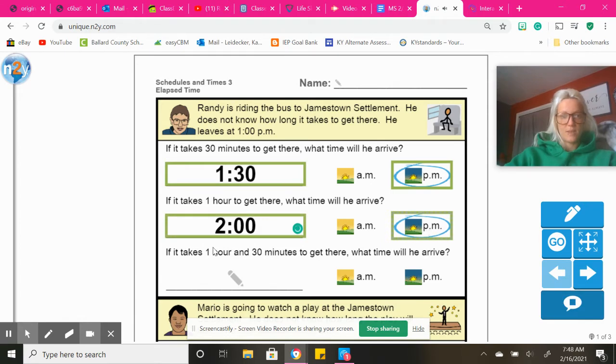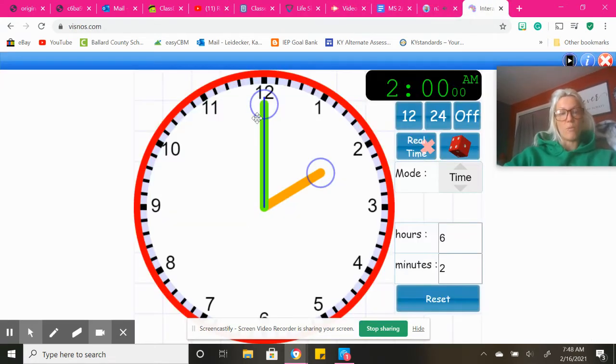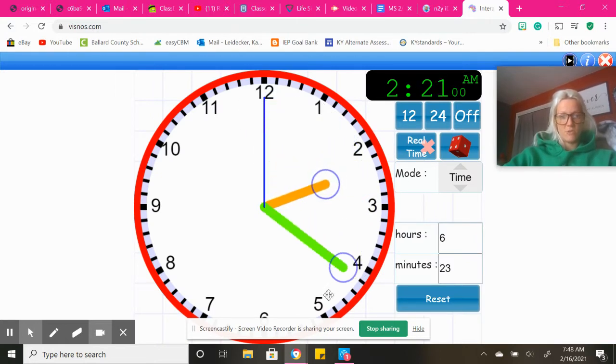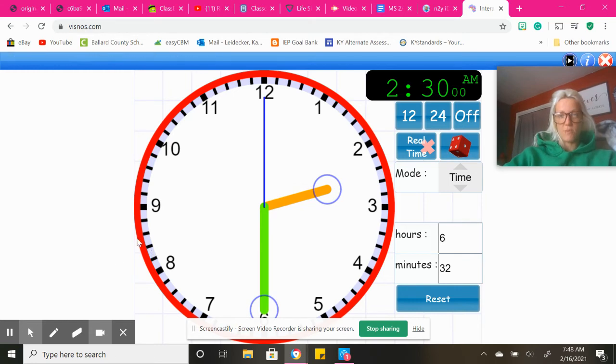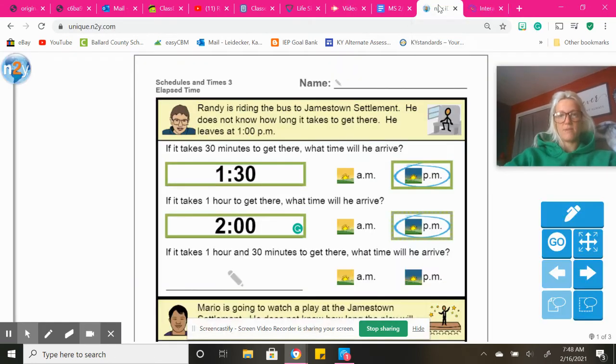PM. If it takes 1 hour and 30 minutes to get there, okay, so I'm already at 1 hour. It's already been 1 hour. And then 5, 10, 15, 20, 25, 30. So 30 more minutes would be an hour and a half. It would then be 2:30 p.m.